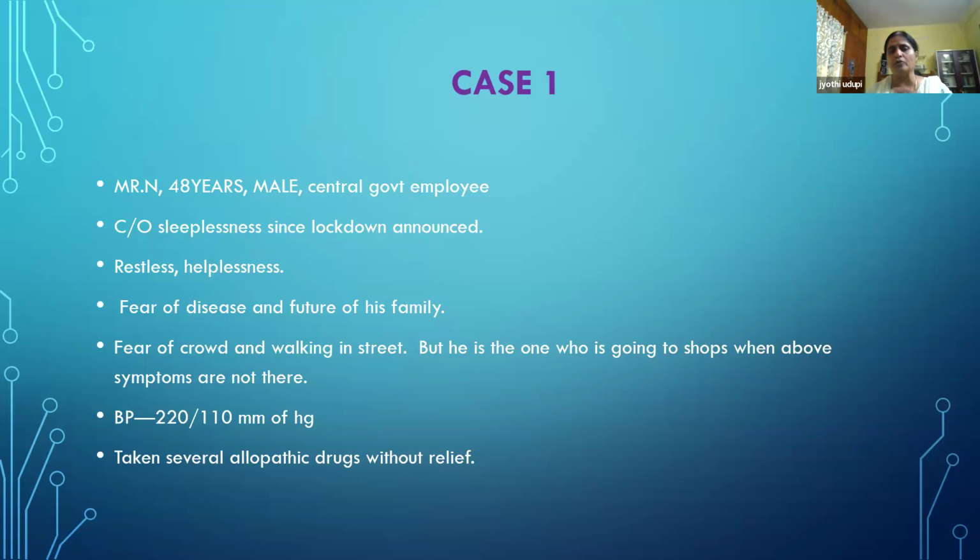But he is the one who goes to shops when the above symptoms are not there. His BP was 220 by 110. He took several allopathic drugs without any relief. So that is the time he came to me. Because he was more worried about two things. Will I get COVID, and my BP? And he had to go to office because some central government offices had started after the initial phase. So he didn't have any choice.